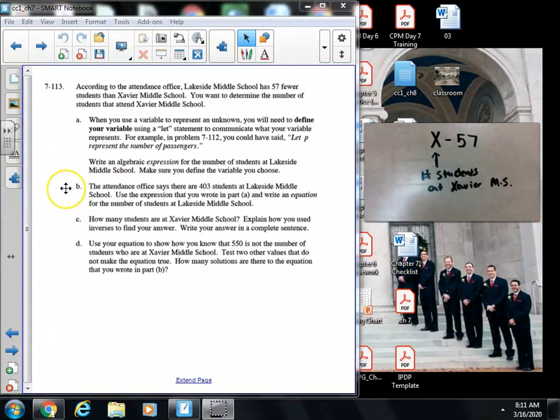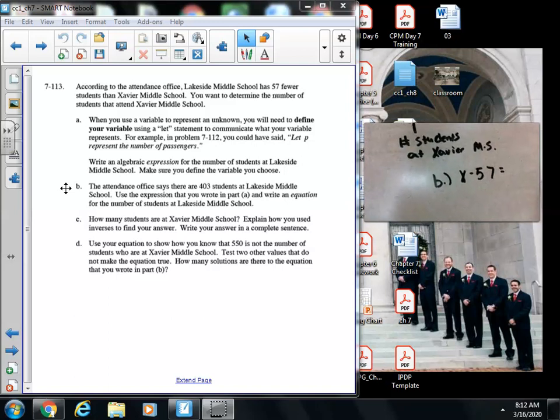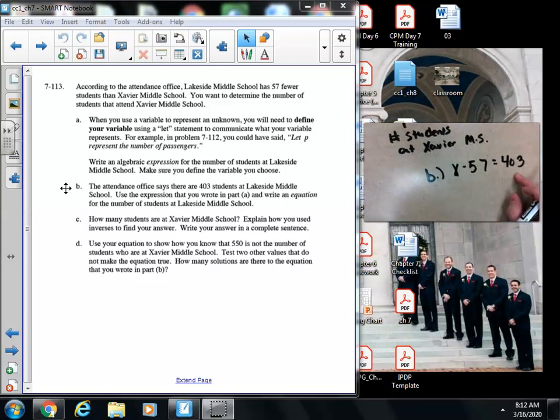Letter B continues to say the attendance office says that there are 403 students at Lakeside Middle School. Use the expression that you wrote in part A and write an equation for the number of students at Lakeside Middle School. So in letter A here, we wrote that the number of students attending Lakeside Middle School was x minus 57. In letter B, we can go ahead and use that same expression and set it equal to another expression, and therefore have an equation. So in letter B, they give us the information that there are 403 students at Lakeside Middle School. So this equation now represents the number of students who attend Lakeside Middle School.